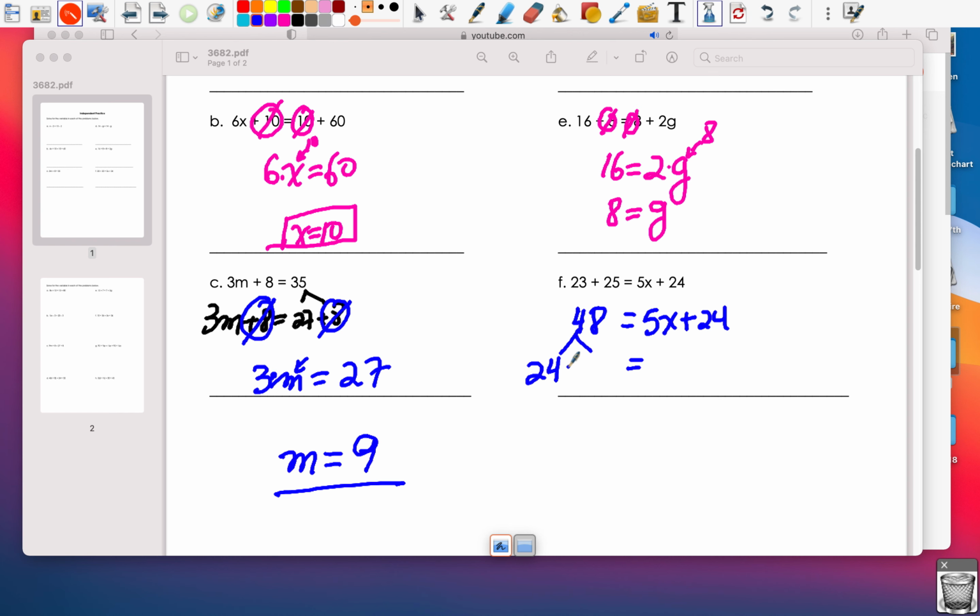So what do I have left over? I have 24 equals 5 times x. So what number times x? No, sorry. 5 times what number equals 24? So in your calculator, you can do 24 divided by 5. And 24 divided by 5 gives you 4.8. So x equals 4.8. Okay.